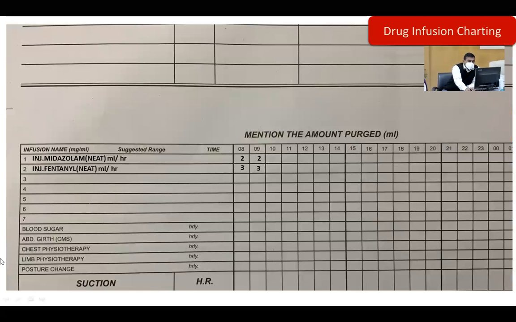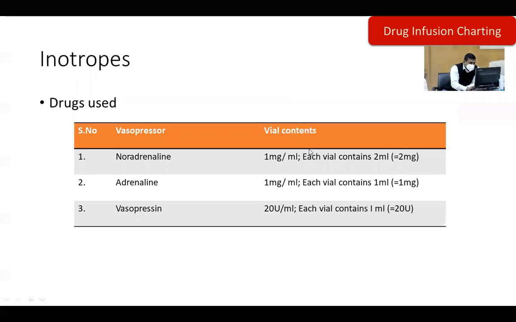Now, how you can enter here is, here you can write the name of the infusion, what you are doing, and ml per hour can be written here. In this area, the time is already printed over there. This way you can write it down.